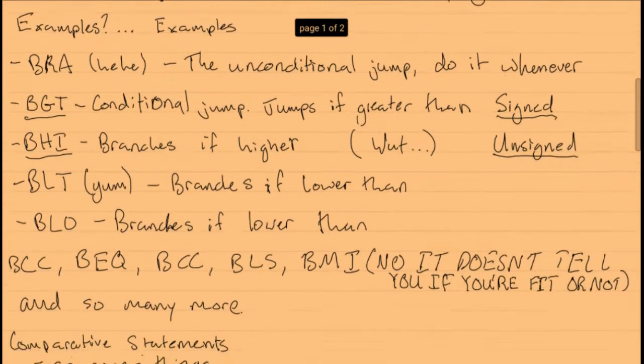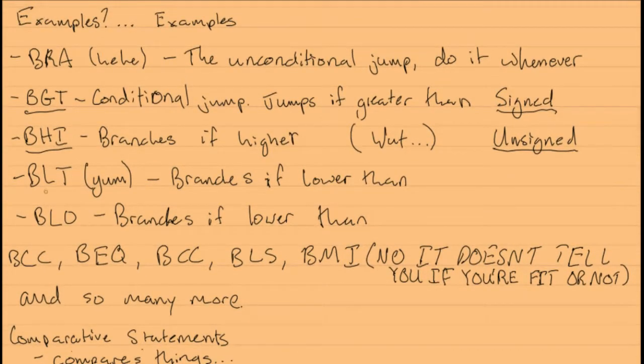So now let's look at these two. Here's the BLT command. Sounds delicious. The BLT command says you're branching if something is lower than a number, or one thing is lower than another. It's less than a number, not lower than, less than. And then there's BLO, which branches if lower than, and that's if a number is lower than another. So again, there's two of them that are very similar, and this is because there's a signed version and an unsigned version.